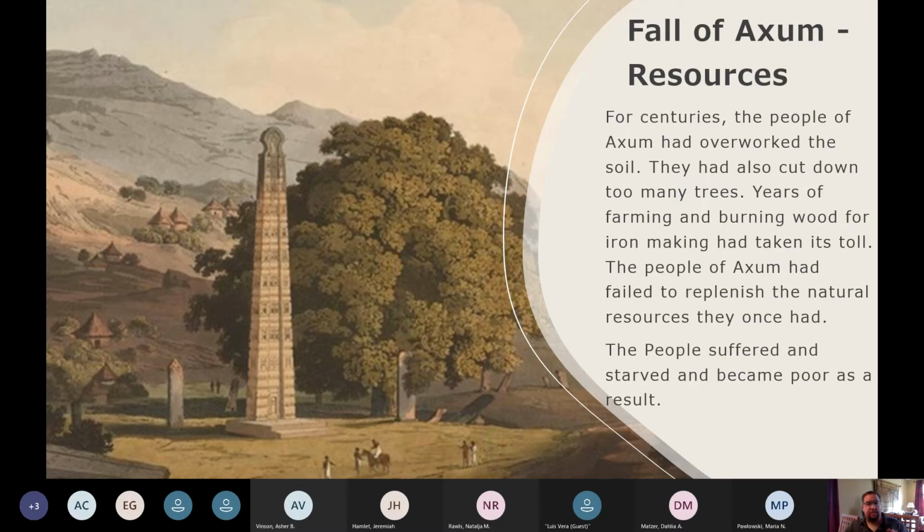Okay, so continuing with the fall, for centuries the people of Axum had overworked the soil. They had also cut down too many trees. Years of farming and burning wood for iron making had taken its toll. The people of Axum failed to replenish the natural resources that they once had. The people suffered and starved, and the country became really poor as a result.